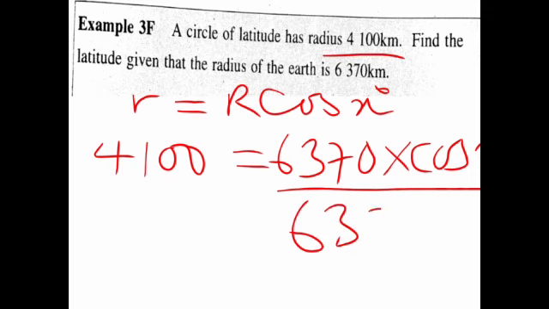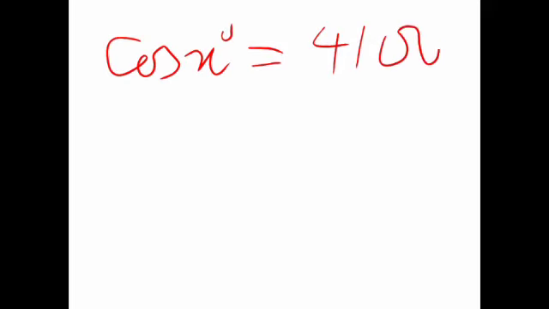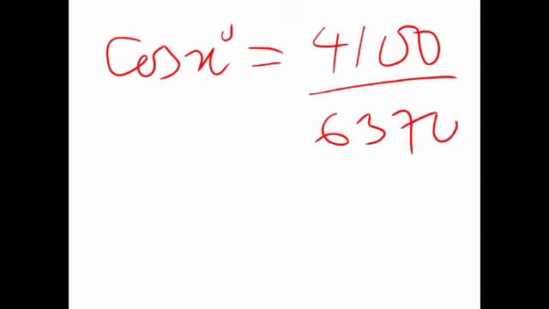6,370 over 6,370. Then 6,370 divided by 6,370 will give us 1. 1 times cos theta degrees will be cos theta degrees. So we are going to have cos x degrees is equal to 4,100 over 6,370. So how can we get the angle?